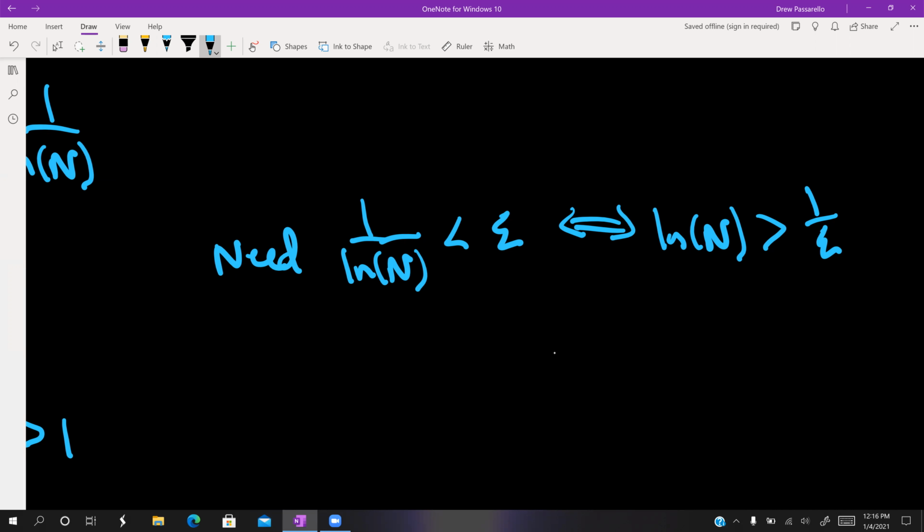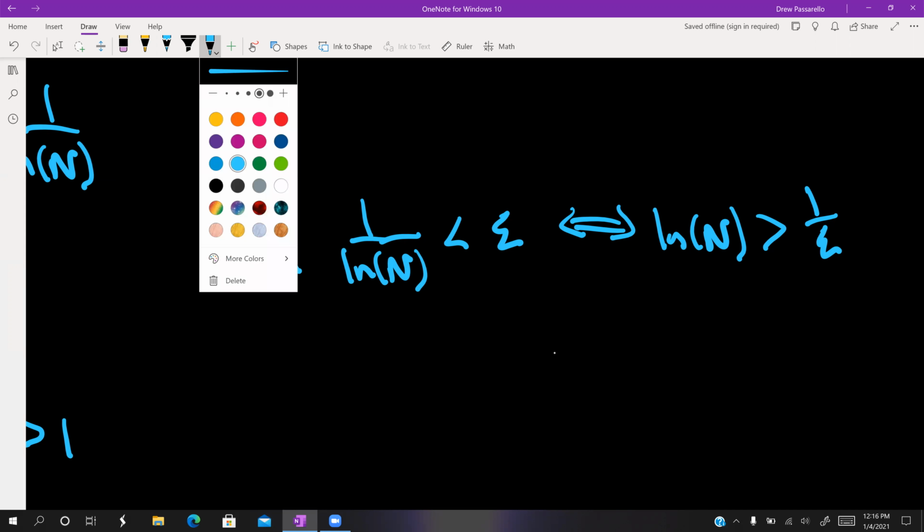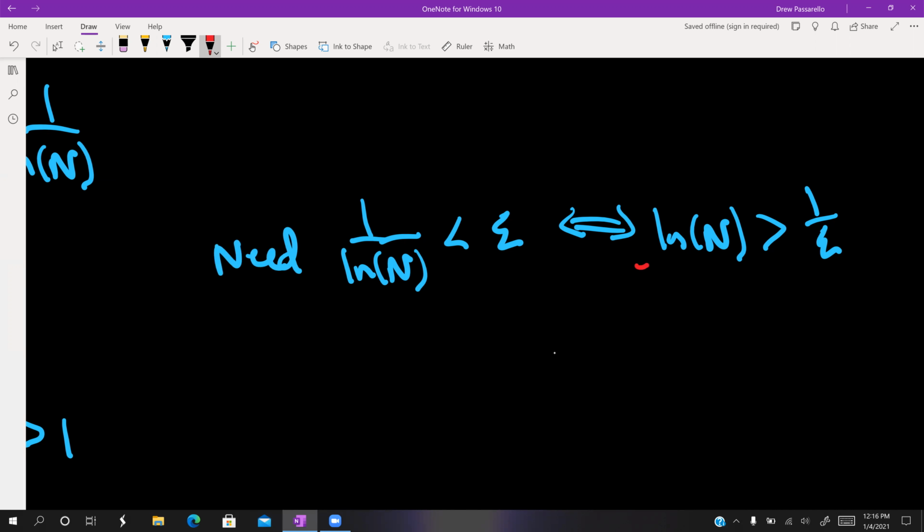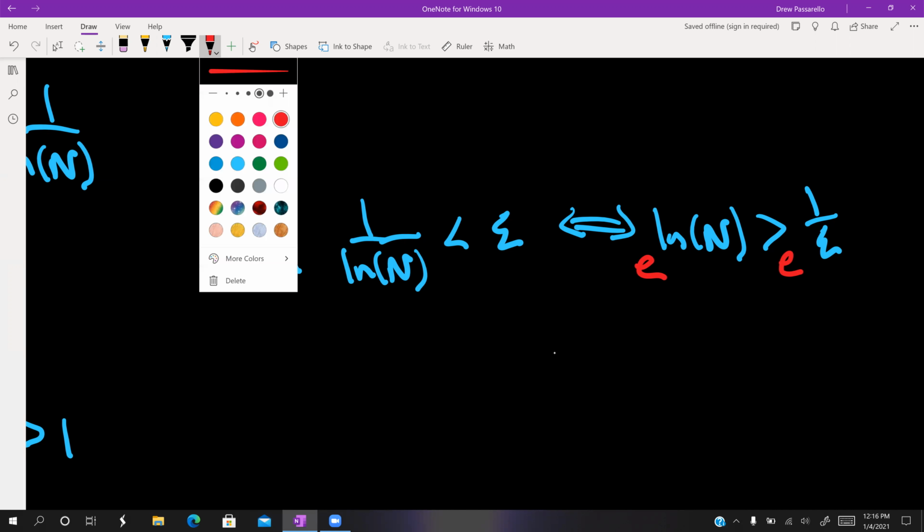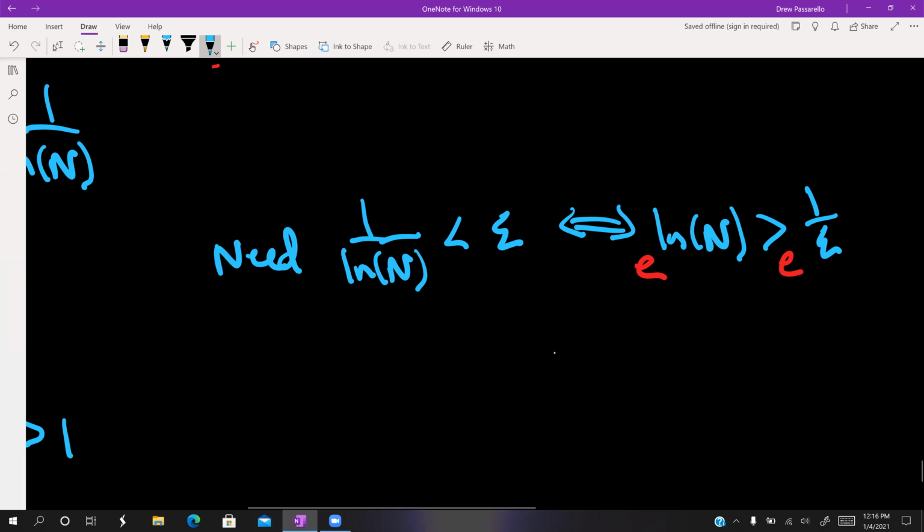Now we want to get rid of the natural log so that we have it just in terms of capital N. So I could do e raised to both sides, since the exponential e and ln are inverses. That way the natural log goes away, and so we just have capital N needs to be greater than e raised to the 1 over epsilon. All right, so this is the N that we want.